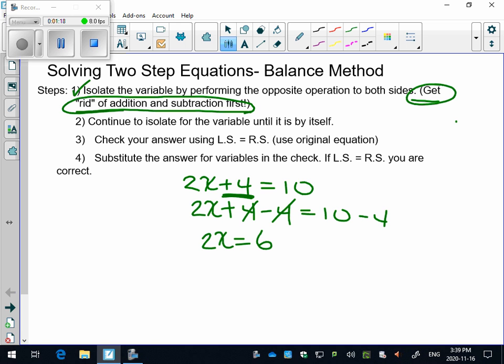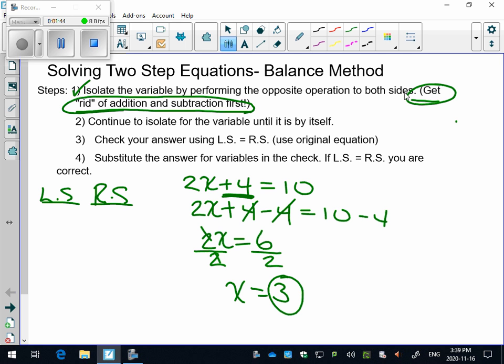Now we're back to a one-step equation, and that's simply 2 times x. In order to get rid of multiplication, we do division. We show it this way as a fraction, because remember fractions are just division. 2 divided by 2 is 1, which just leaves you 1x. And 6 divided by 2 is 3. And that's our answer. But we have to check using left side and right side.